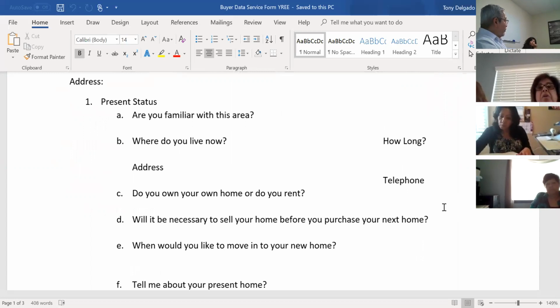Do you own your own home or are you renting currently? And what am I really asking? Is there a listing here? Do we need to find you a tenant? What do we need to do? Letter D, will it be necessary to sell your home before you purchase your next one? Their ambition might be to keep it as a rental, and that's fine. Obviously, that's part of what our loan officer will help us do. Right now, I'm just trying to figure out what are their goals, what are their dreams, what are their needs and wants.